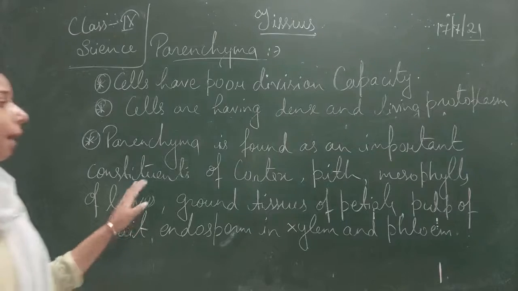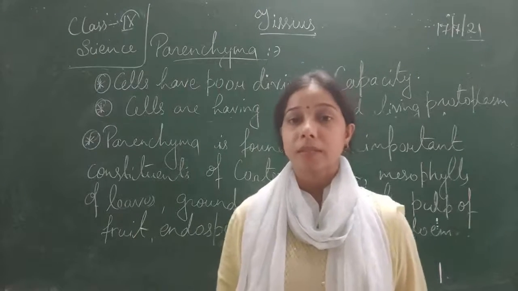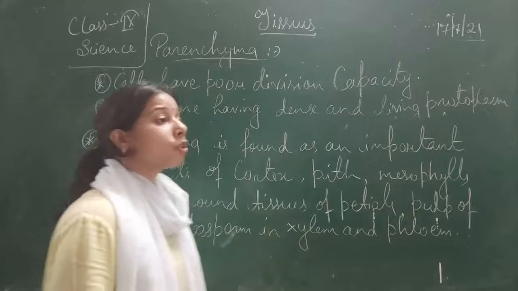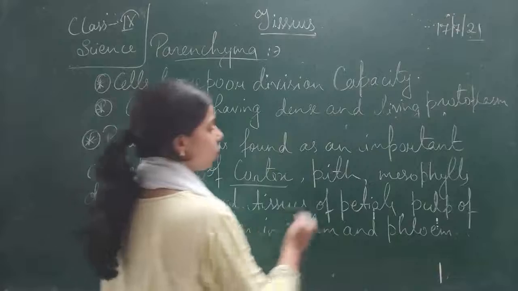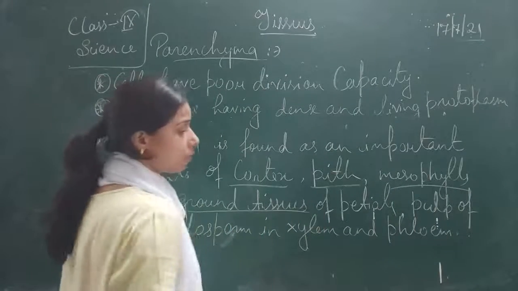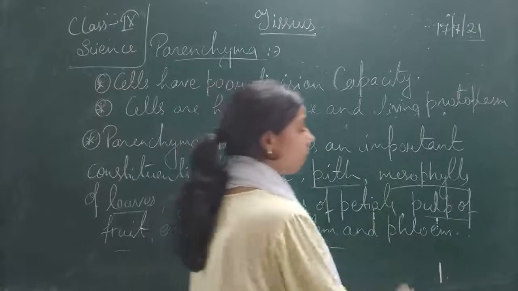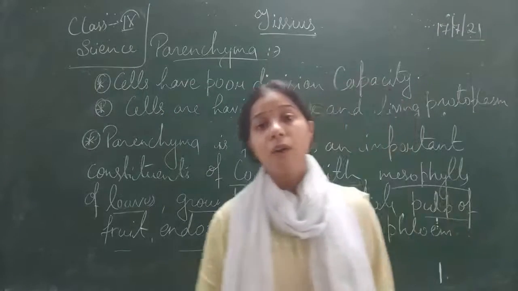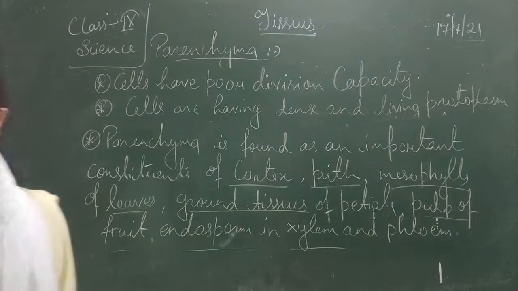So basically parenchyma is a very important constituent, and it is present in different parts of the plant. It is found as a constituent of cortex and pith, present at the mesophyll of the leaves. It is present at the ground tissues of the petiole. It is present at the pulp of the fruit, endosperm, in xylem as well as in the phloem tissue. Okay, this is about the parenchyma.